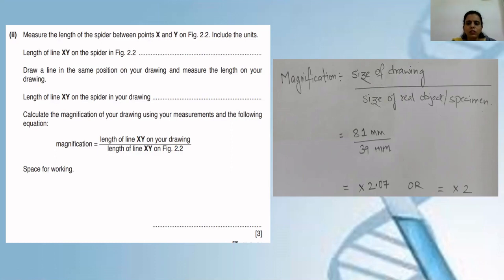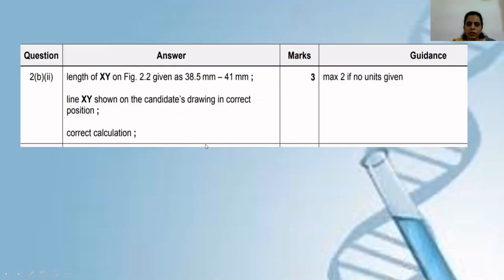If you don't write the sign of times, you will not be awarded marks. 1 mark will be deducted. You will get marks only for these two. I'll just show you what's given in the marking scheme. The length of XY on figure 2.2, the original picture of the spider: you should get between these two values. And the length XY shown on the candidate's drawing in the correct position, and correct calculation. Everything is for 3 marks. 1 mark for this, a 2nd mark for this one, and the 3rd mark is for correct calculation.